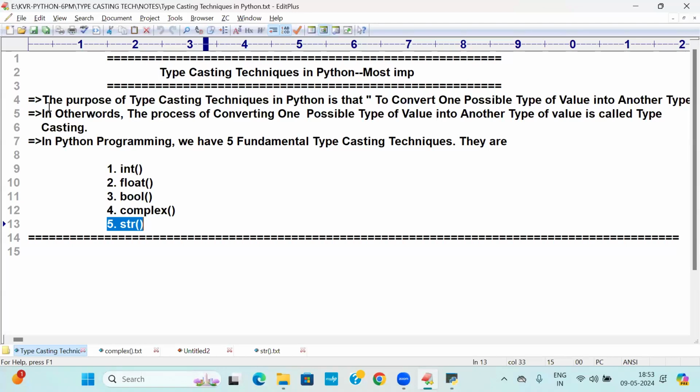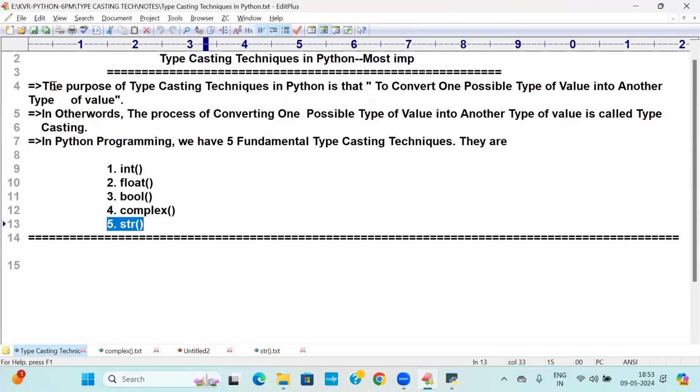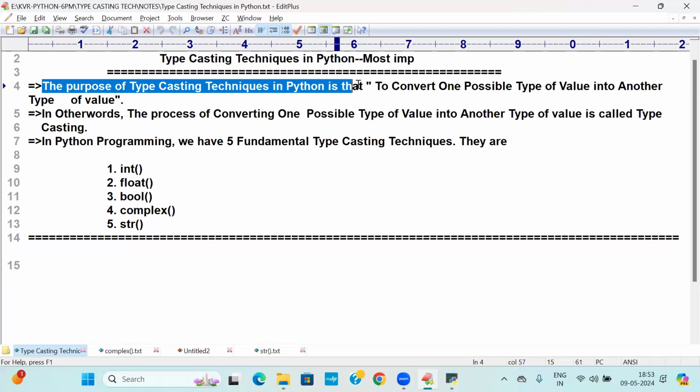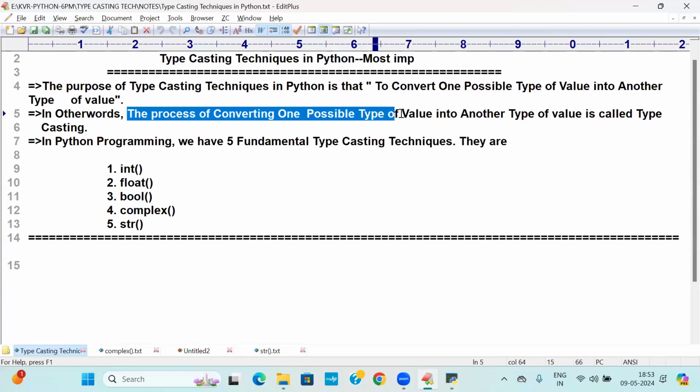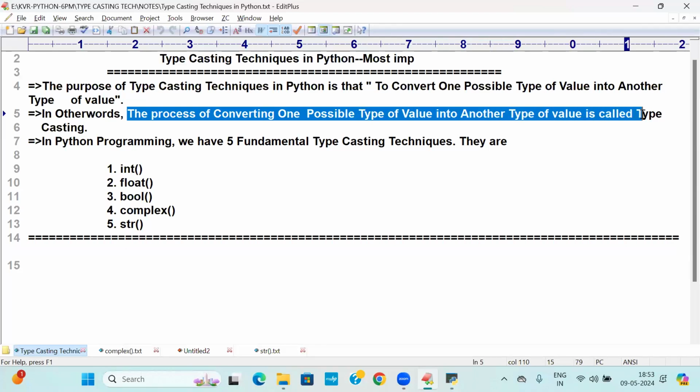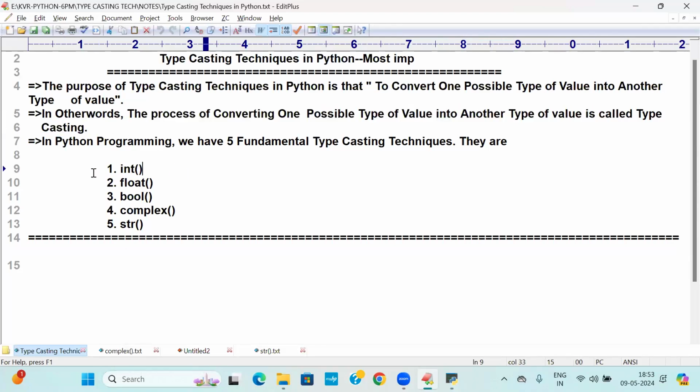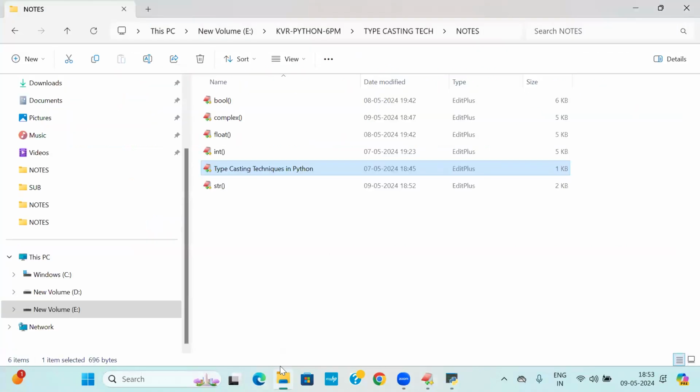Now read out this purpose, students, once and get the overall conclusion of the class. The purpose of typecasting techniques in Python is to convert one possible type of value into another type of value. The process of converting one possible type of value into another type of value is called typecasting. How many typecasting functions are there? Fundamentally, 5: int of, float of, bool of, complex of, str of. The same functionality you can apply to other data types also.